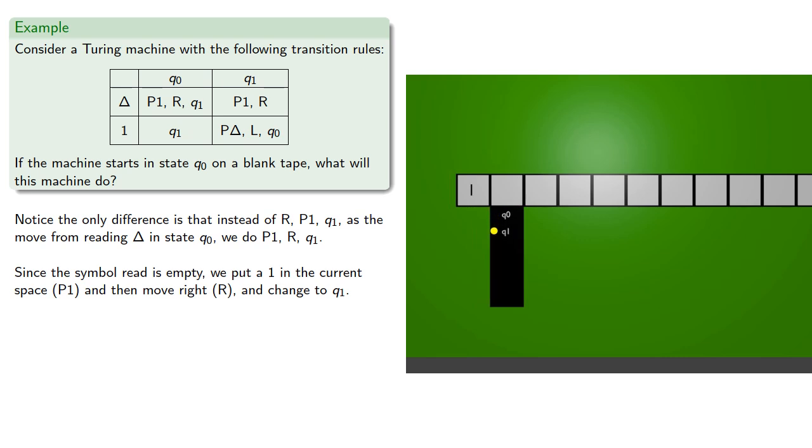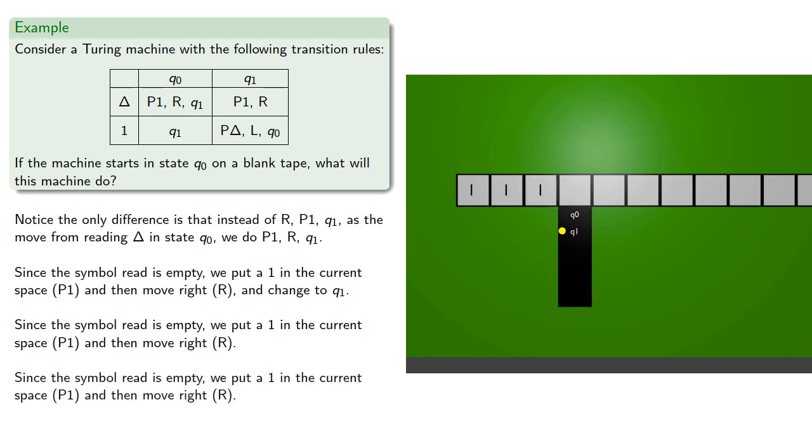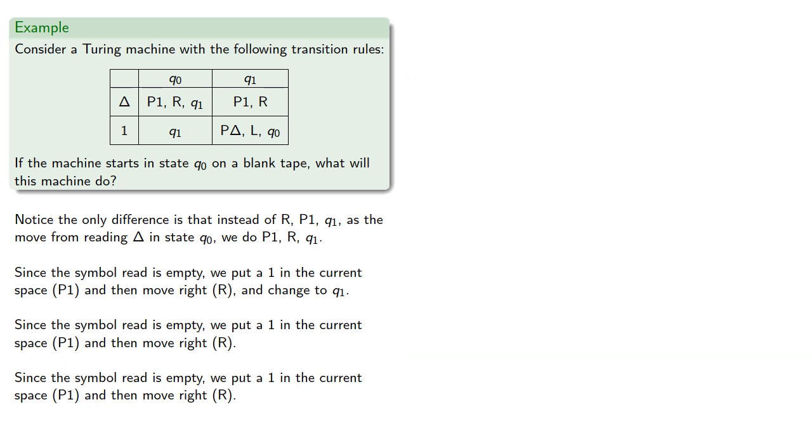Now we're in state Q1, but the symbol read is empty, so I'll put a 1 in the current space, and then move right. And again, the current space is empty, so we'll put a 1 in the current space, and move right. And this time, we go into this endless repetition of printing 1 and then moving right. And if our tape is assumed infinite, we'll continue on forever. And again, we'd like to avoid that, but let's not worry about that quite yet.